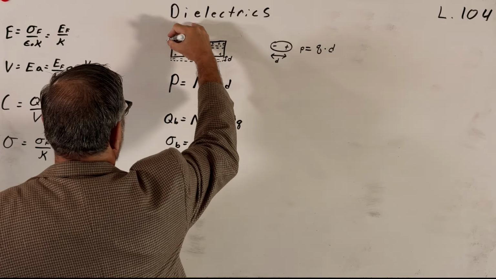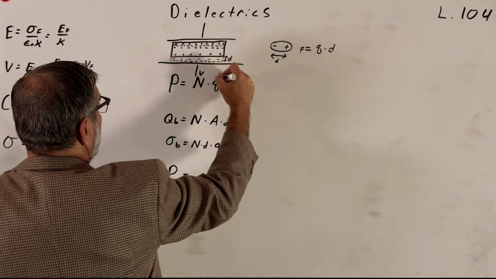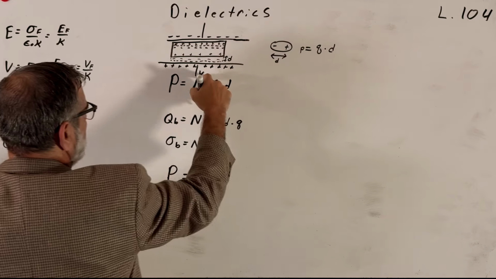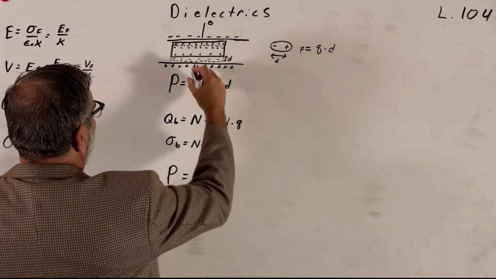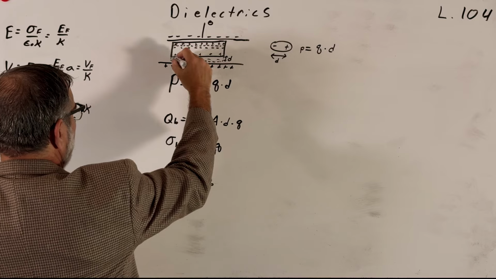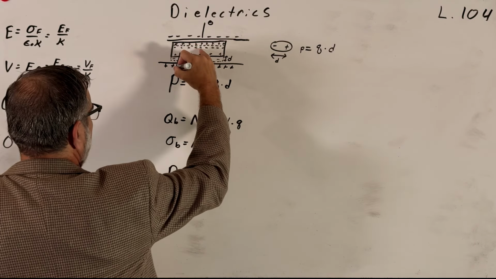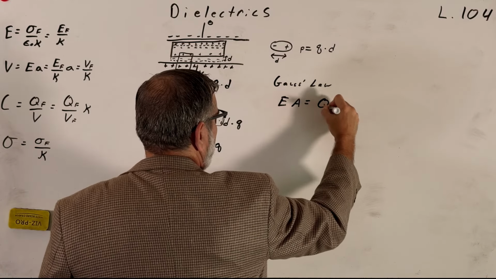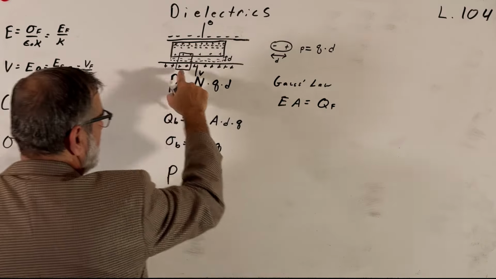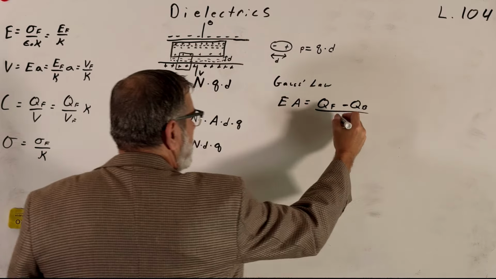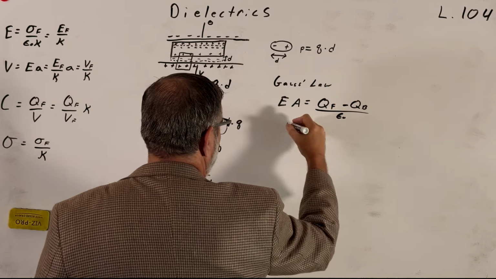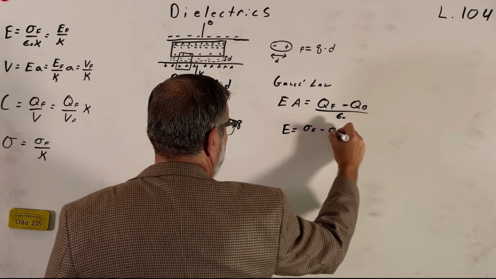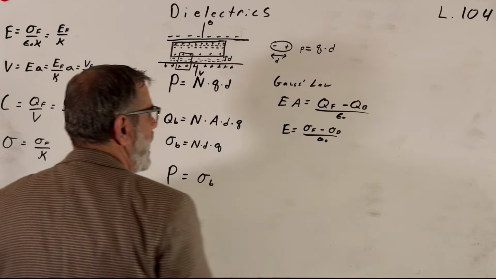If I were to put my capacitor plates back in here again, this is where my positive free charges are, negative free charges. The potential V is here. This is potential 0. And if I were to do Gauss's law on this, I could draw another Gaussian surface in here, like this. Then Gauss's law tells us that E times A is going to be equal to the free charge, which we get on the plate in the metal, minus the bound charge, divided by epsilon naught. If I divide out the area, then I get that the electric field is equal to sigma sub F minus sigma sub B. That's the free charge density minus the bound charge density.